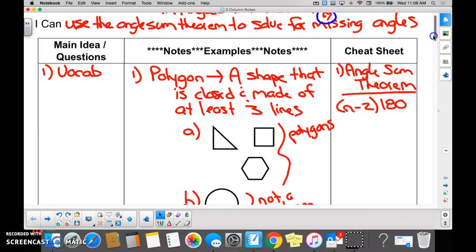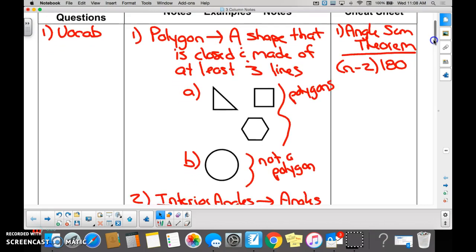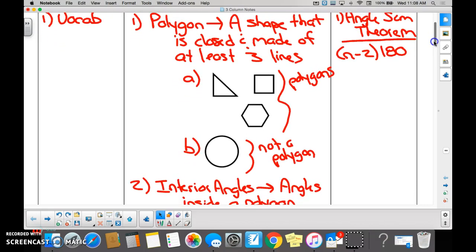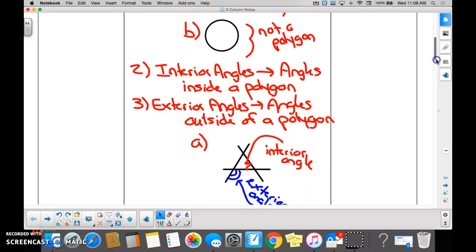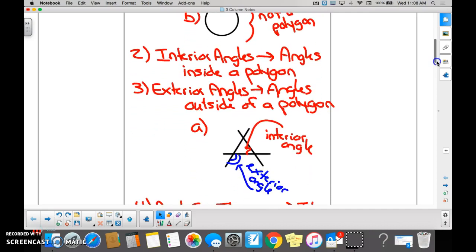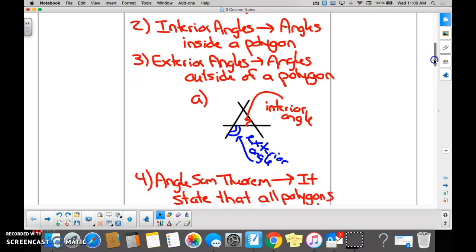All right. Done. Polygons. You have to have at least 3 lines. They need to be closed. Is a circle a polygon? No. Interior angles, where are they located inside a polygon? I just told you that, didn't I? They're inside. Where are exterior angles on a polygon? Outside. Okay, and you have a diagram there.